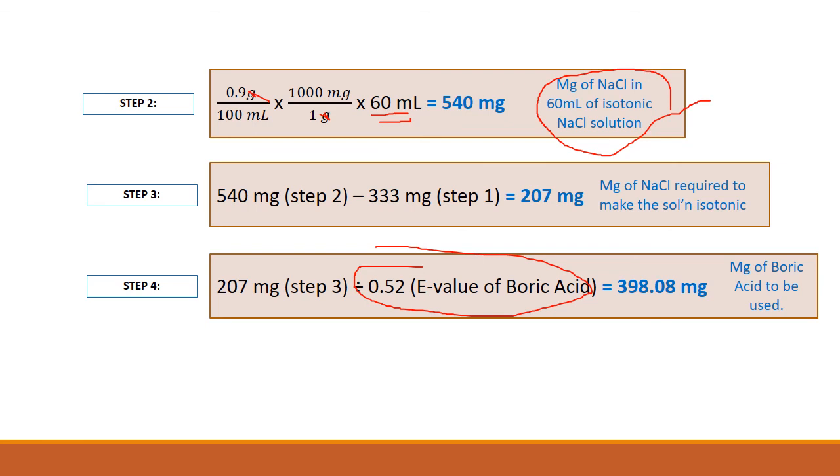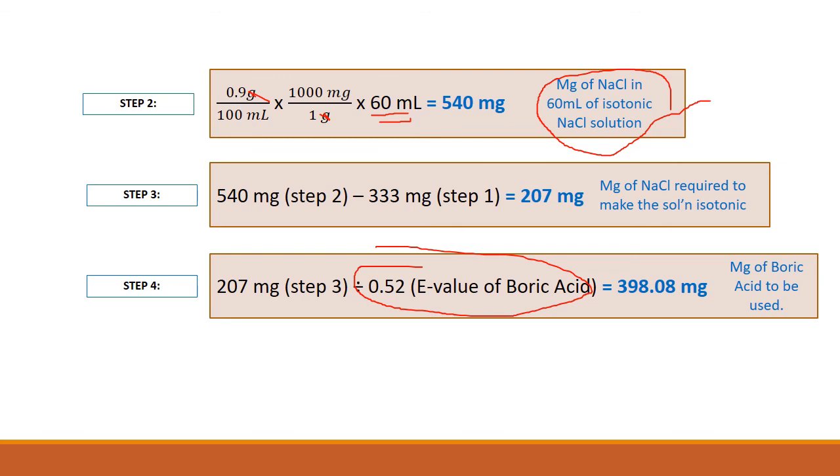the E value of our boric acid, diba? Boric acid man ato ang solution ganiha sa problem, diba? So, you have to get the E value. Pero, gihatag na siya, okay? You know already how to compute for the E value. It is 0.52 for our boric acid. So, 207 milligrams divided by 0.52 is 398.08 milligram boric acid to be used.